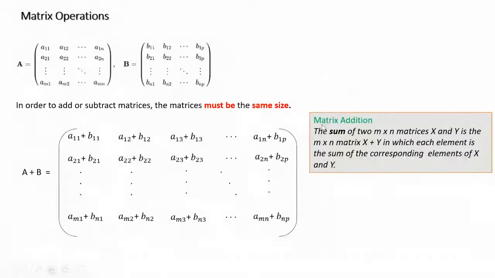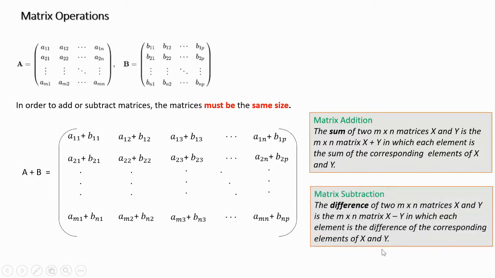Matrix addition. The sum of two m by n matrices, where m stands for rows and n stands for columns, x and y, is the m by n matrix x plus y, in which each element is the sum of the corresponding elements of x and y. All that means is this right here. For example, a matrix A and matrix B: if they're the same size, you can do the operation. We add the first row, first column on matrix A plus the first row, first column on matrix B, and the same for the rest.